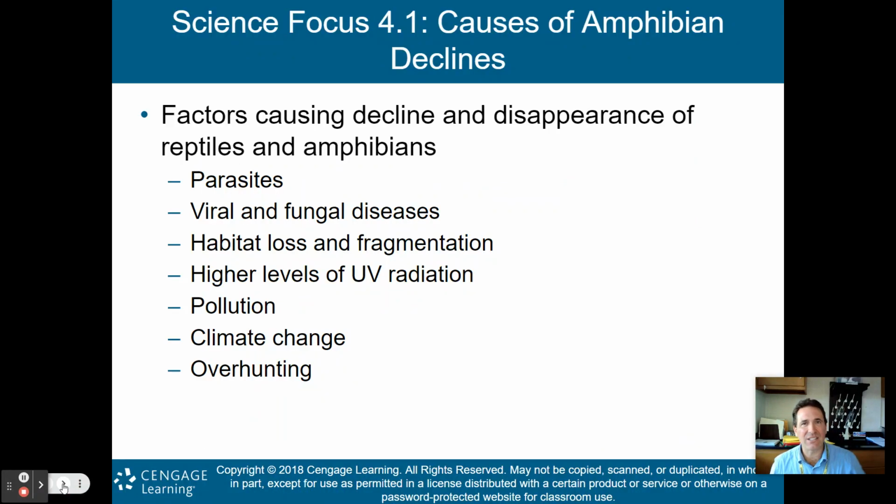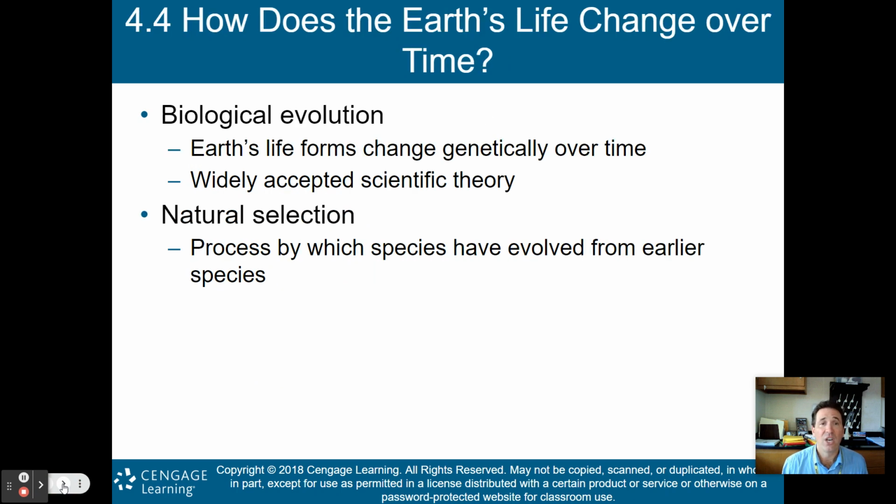All right, back to the causes of the amphibian declines. Just real quick, Science Focus 4.1, talking about the decline and disappearance of not only amphibians, but also reptiles like alligators. Parasites, viral and fungal diseases could do this. Habitat loss and fragmentation. Higher levels of UV radiation actually hurt, especially the amphibians. Pollution, climate change, and overhunting all lead to the decline and disappearance of our reptiles and amphibians.